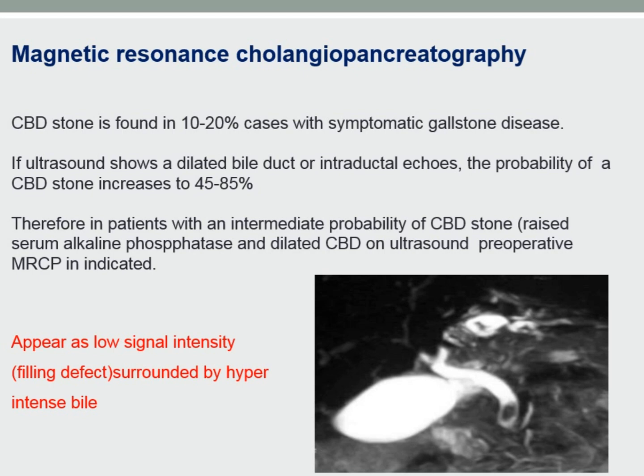So in patients with intermediate probability of common bile duct stone, in which there is a rising alkaline phosphatase in the biochemical test and dilated CBD on ultrasound, preoperative MRCP is indicated. MRCP is highly sensitive for detection of common bile duct stones, about 90 to 95%, and highly specific, 95 to 99%. They appear as a low signal intensity filling defect within the common bile duct, surrounded by hyperintense bile.